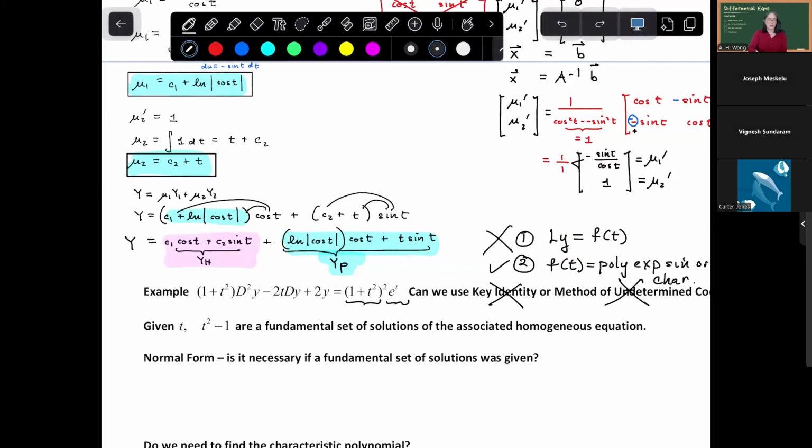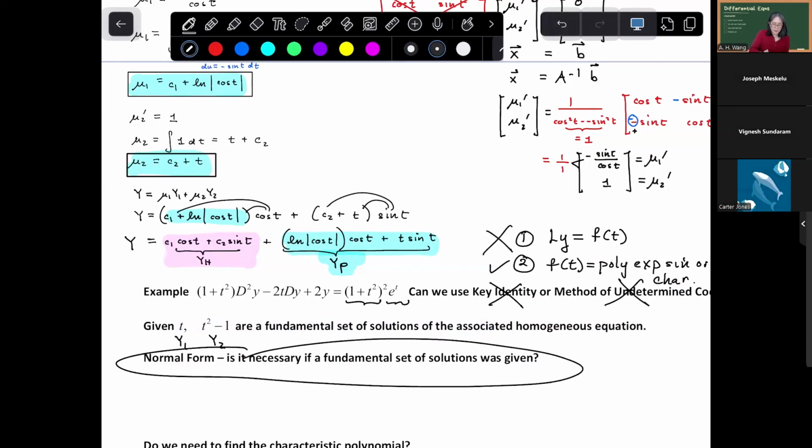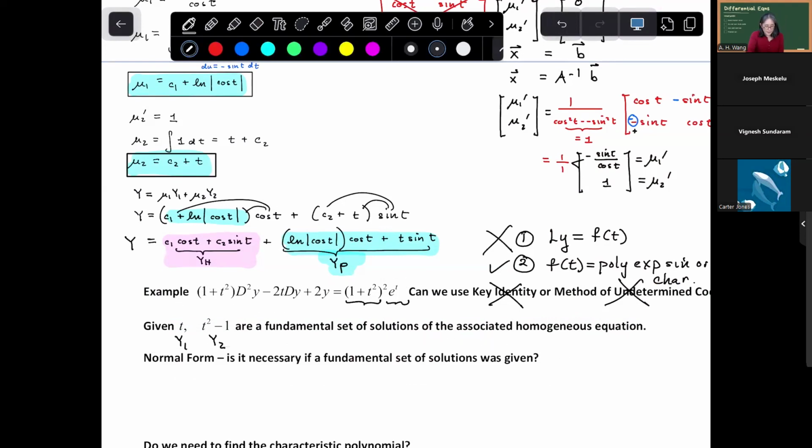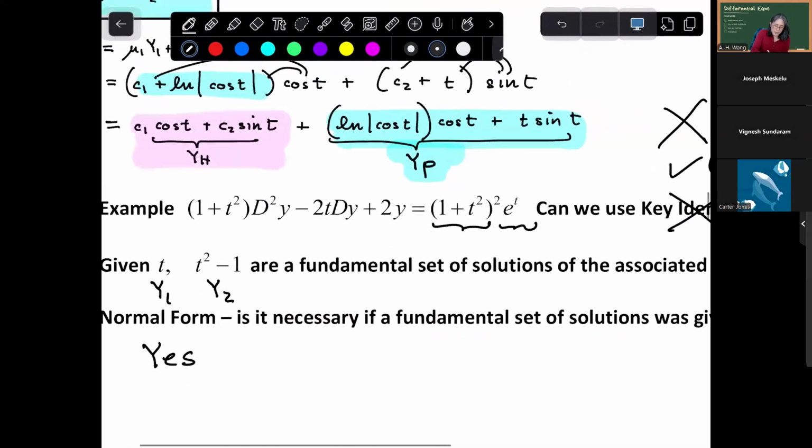Now, when you have variable coefficients, we will give you YH. We'll give you a fundamental set of solutions to the associated homogeneous. So first of all, this is going to be your Y1 and Y2 right here. Now, I want to ask you, given that I gave you a solution, do you have to put it into normal form? Yes, because you need to know what the forcing is. Exactly. It's because of the forcing. Does everybody see the above?